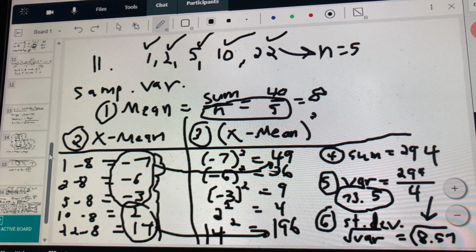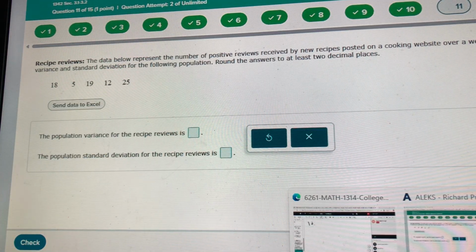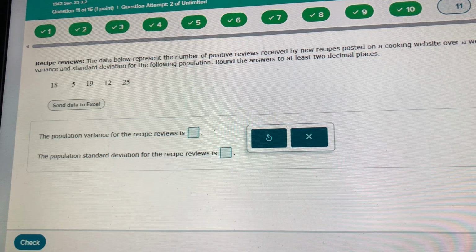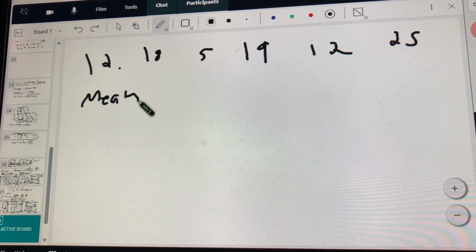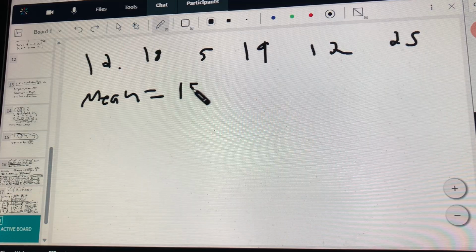Okay, so I'm going to redo number 12, but with easier numbers to work with. 18, 5, and 19. 12 and 25. And this time the mean was 7.8. Oh, sorry, 15.8. That's better than 0.83333 repeating. So at least if it stops, then it's okay.